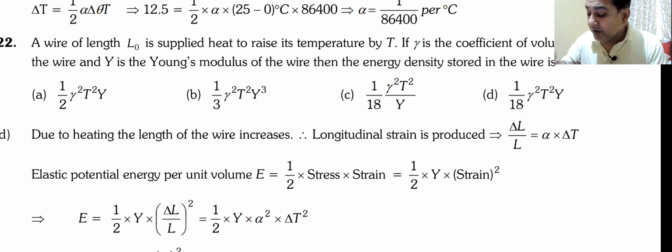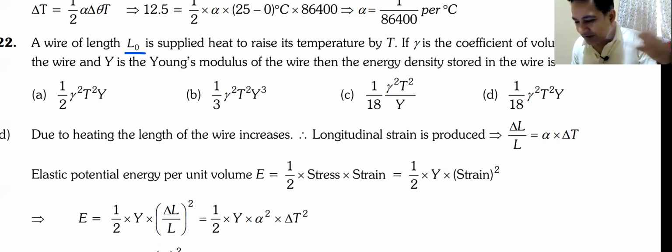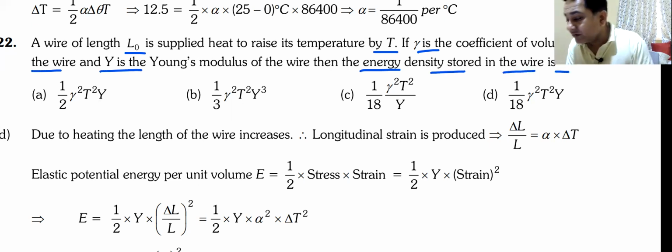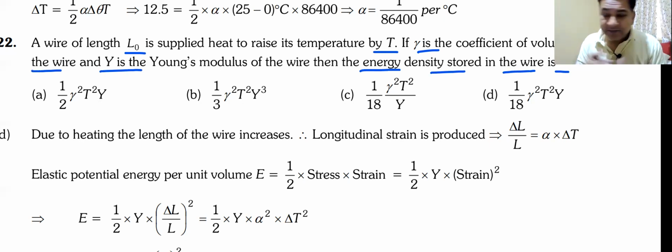Let us see. A wire of length L0 is supplied heat. Okay, the language is not good. It is supplied heat to raise the temperature by T. If gamma is the coefficient of volume expansion of the wire and Y is the Young's modulus of the wire, then what is the average energy density stored in the wire? Obviously, they have not said that the wire is clamped from two sides. The wire is clamped.